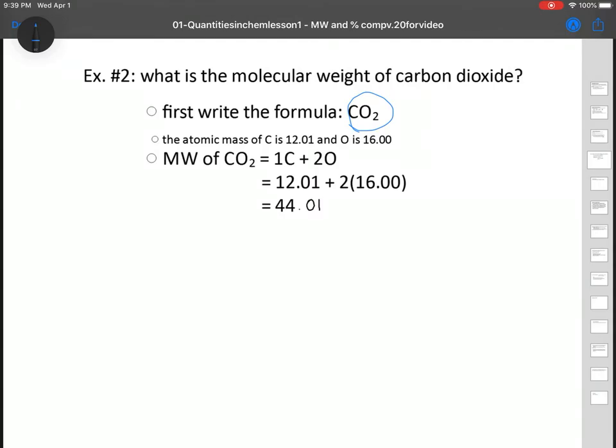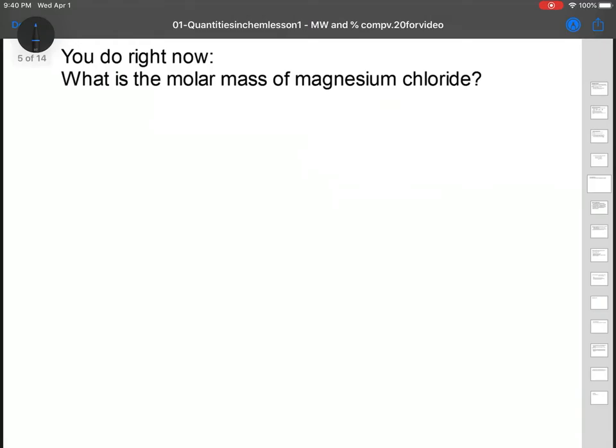So we have one carbon atom, which has an atomic mass of 12.01. Oxygen has 16. Since there is only one carbon, you only add one carbon, but we have 2 oxygens. If that is awkward there, you maybe want to write O2 so it doesn't look like the number 20. So you have to multiply oxygen's atomic mass by 2 because there are 2 of them.